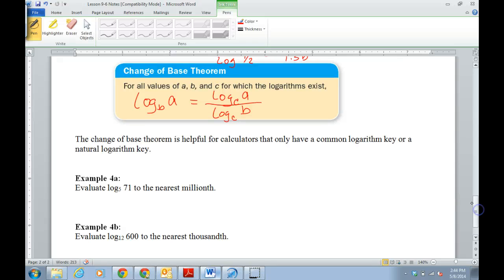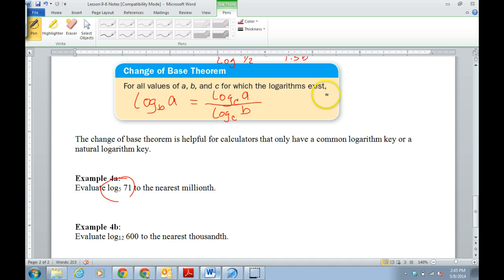All right, so the change of base theorem is helpful for calculators that have only a common logarithm key or a natural logarithm key. So in other words, you want to switch something to base 10, and you're working with base 5. You want to get it to base 10 so that you can put it in your calculator. Like this one says, evaluate log base 5 of 71 to the nearest millionth. Well, if you have a regular calculator, you won't be able to do that. It needs to be in base 10. So let's switch this to log base 10.